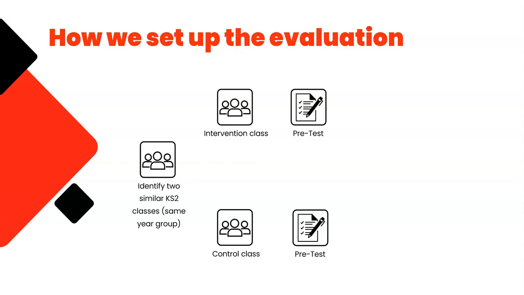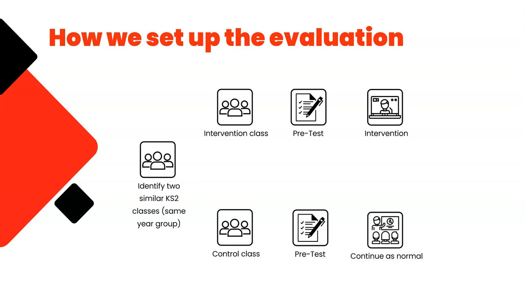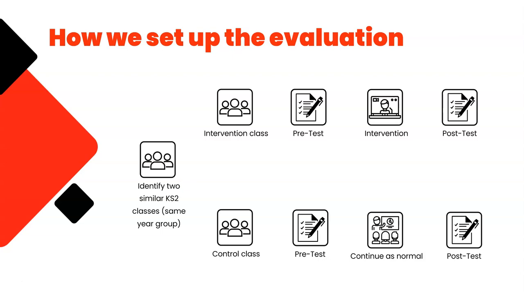Both groups will complete the pre-assessment test, which is a spelling test. The intervention group uses the spelling strategy for the next 5 weeks. The control class continues as normal. And then both groups complete the spelling test. Once the post-test has been done, the control class can then access the intervention.